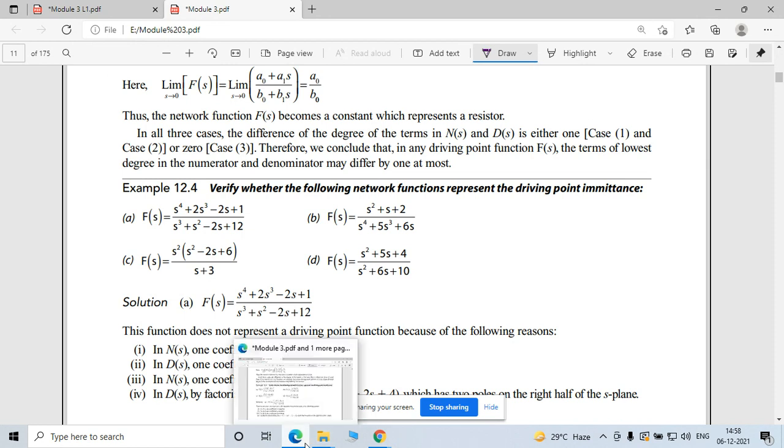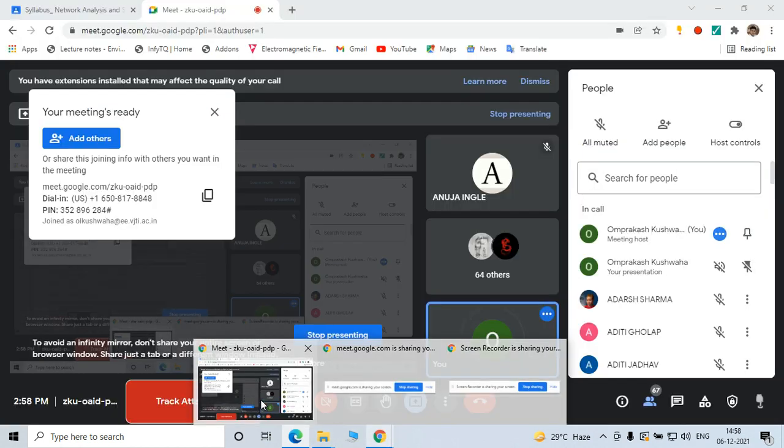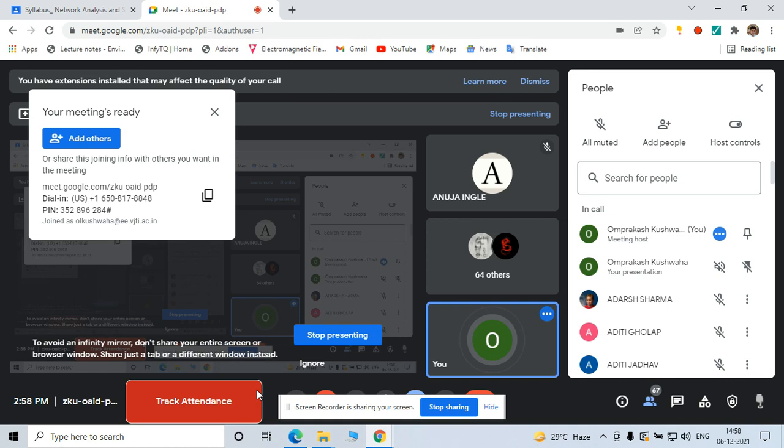Now see, for the rest of the part, from unit number 2 and unit number 4, I will take one test from these two units. And for unit number 3, I will give you an assignment. Depending on that, I will put your internal assessment marks, 20 marks. So be prepared.